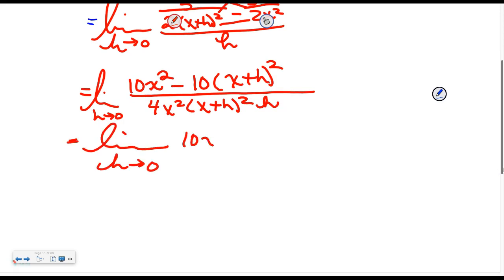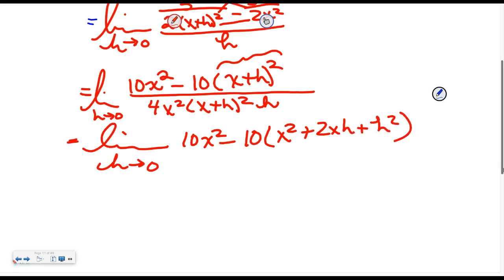So I have 10x squared minus 10 times, go ahead and spit out the model, Brandon, for me, for (x plus h) quantity squared. What is that? Excellent. Thank you. All right, so there's my top expanded. Bottom, I'm just going to put it there. I'm not going to rewrite it again. You can if you want, or just leave it. I'm concerned right now with the top.